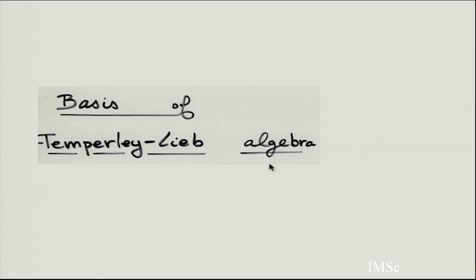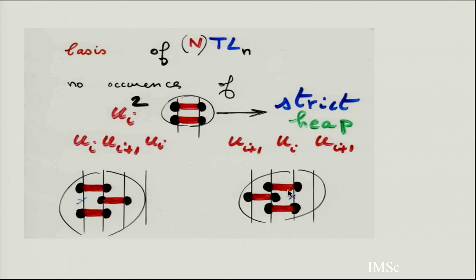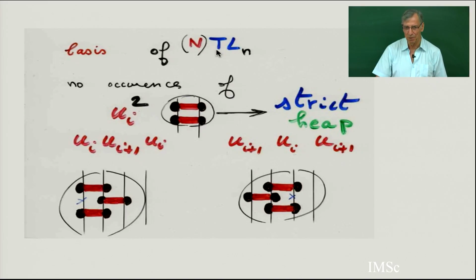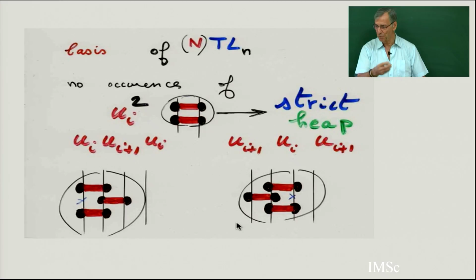So now, there is a classical book by De la Harpe and Jones giving a basis of the Temperley-Lieb algebra. So I can recover what is written in the classical book on the basis of the Temperley-Lieb algebra. For the Temperley-Lieb algebra, which means there is no occurrence of this pattern in the heap, it's a strict heap. And we have seen that if there is no occurrence of this in a heap, it's a fully commutative heap from the previous chapter.